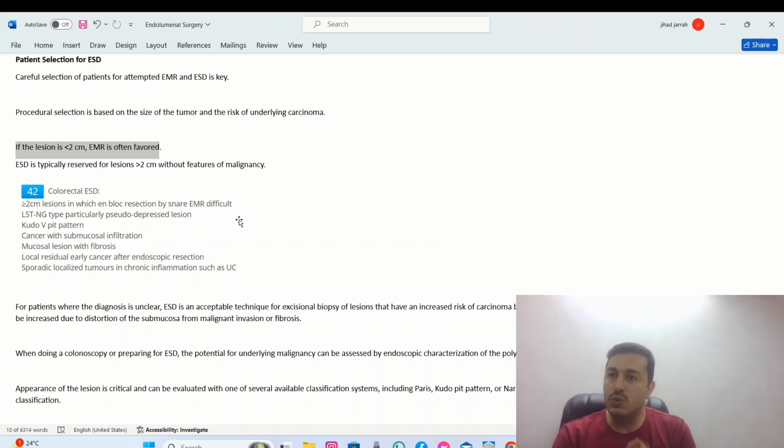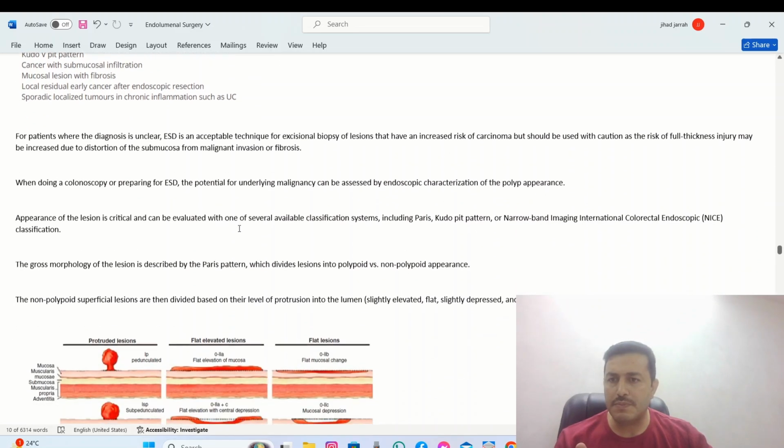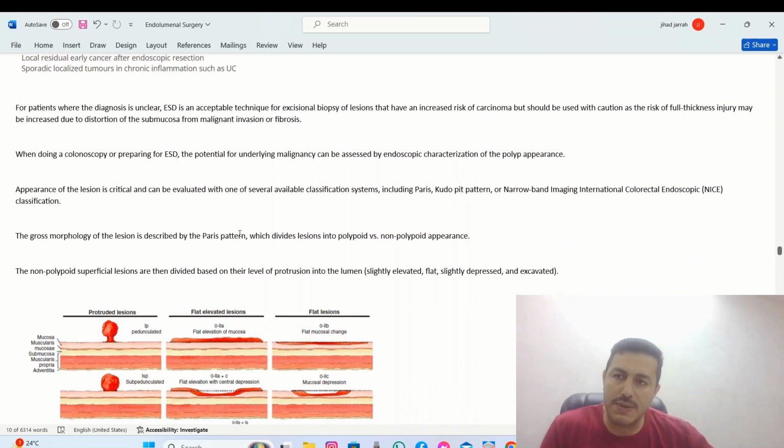We do not want to proceed with endoscopic submucosal dissection in a malignant lesion. A malignant lesion may have the potential to spread to lymph nodes, and we cannot control lymph node metastasis endoscopically. So, to say it more clearly, a patient who has a lesion more than 2 centimeters, let's say a polyp more than 2 centimeters, with no sign of malignancy. If there is a sign of malignancy, how can I determine the sign of malignancy, we will see. But with no sign of malignancy, if the diagnosis is unclear, we can proceed with endoscopic submucosal dissection. Okay.